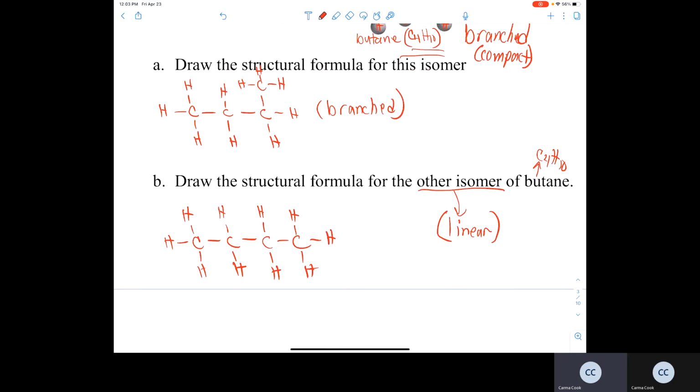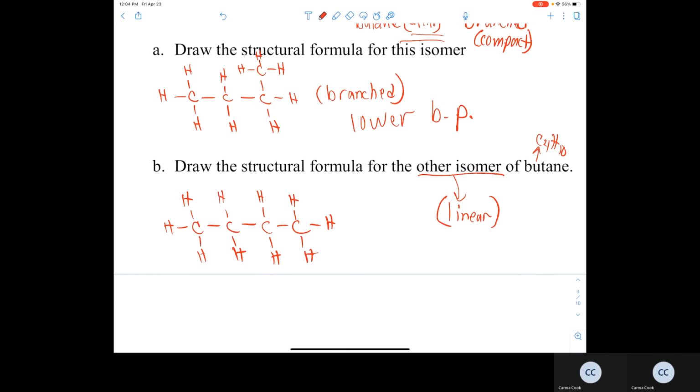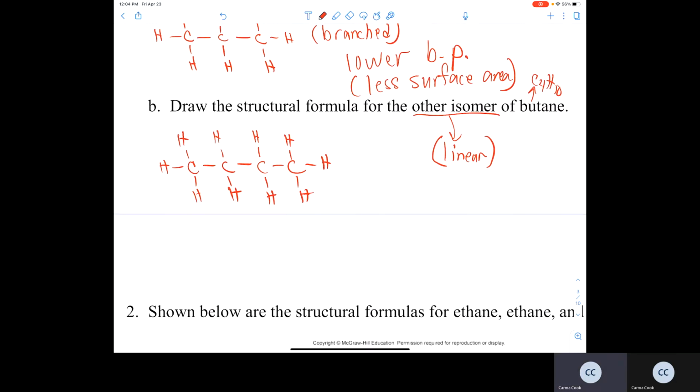And so the branched isomer is going to have the lower boiling point, because it has less surface area. The linear isomer of butane is going to have the higher boiling point because it has the higher surface area.